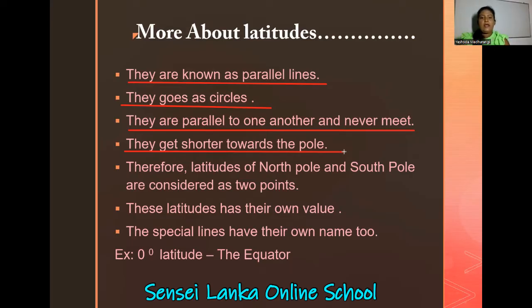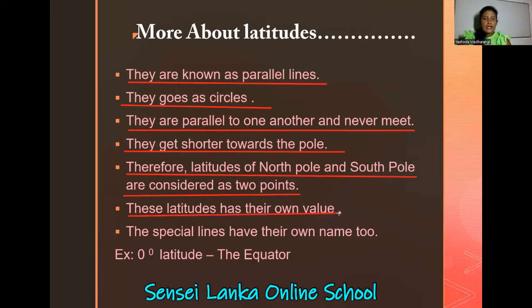Therefore, latitudes of the North Pole and South Pole are considered as 2 points. So at the end of the line, it becomes a point like this, the North Pole and the South Pole.